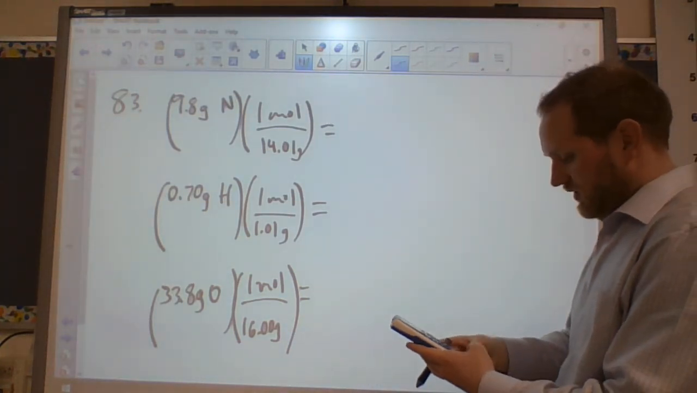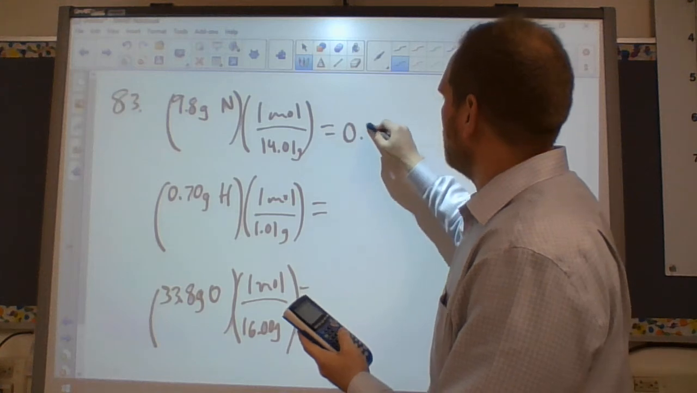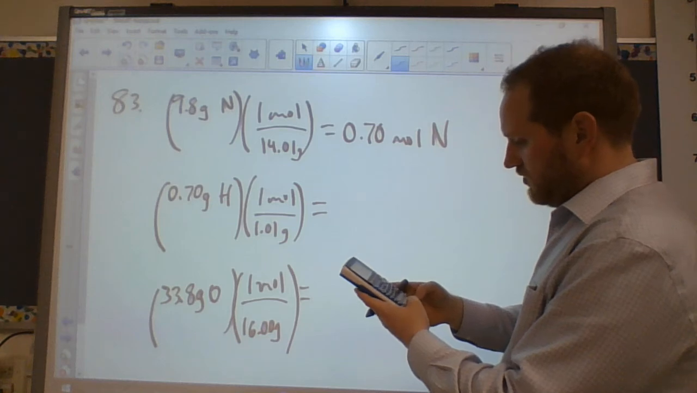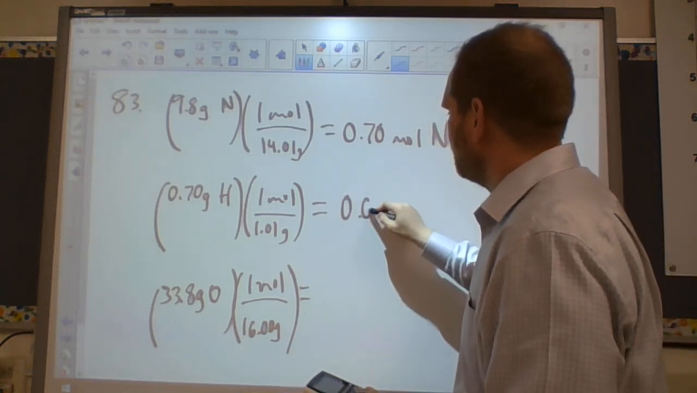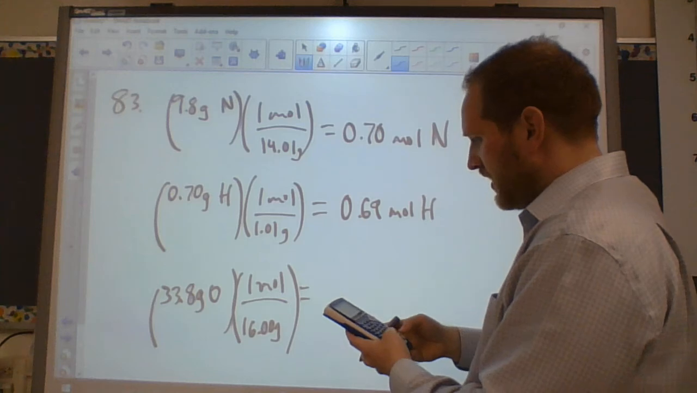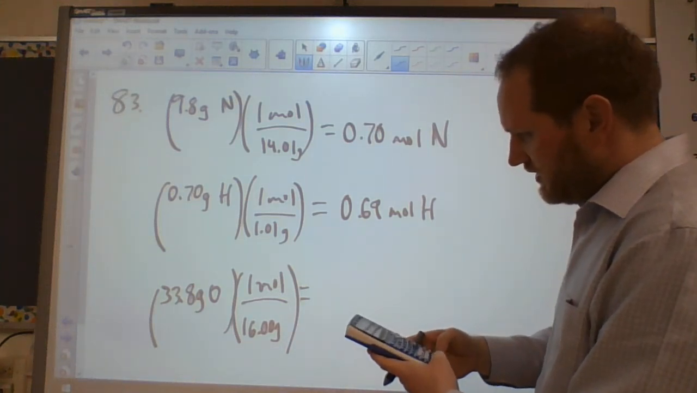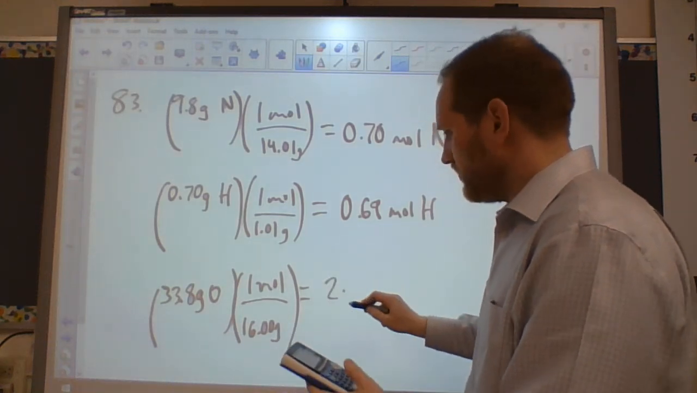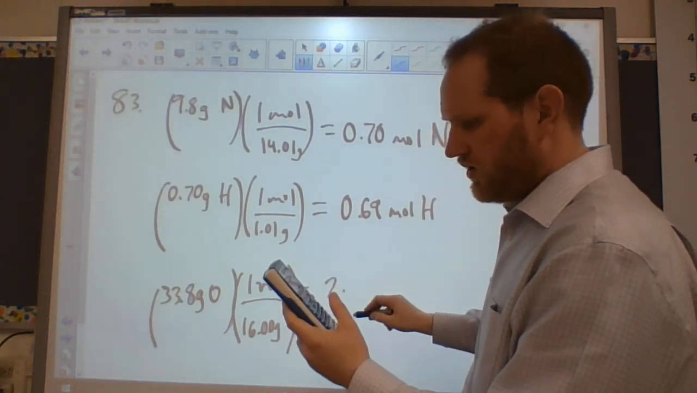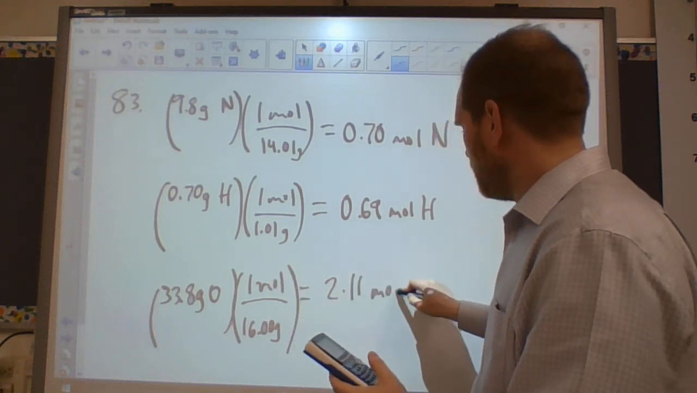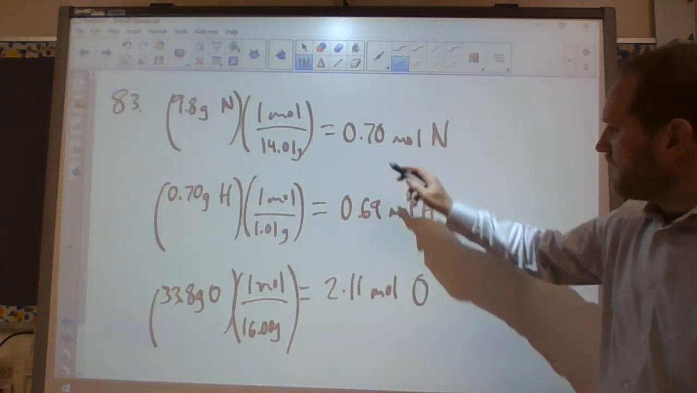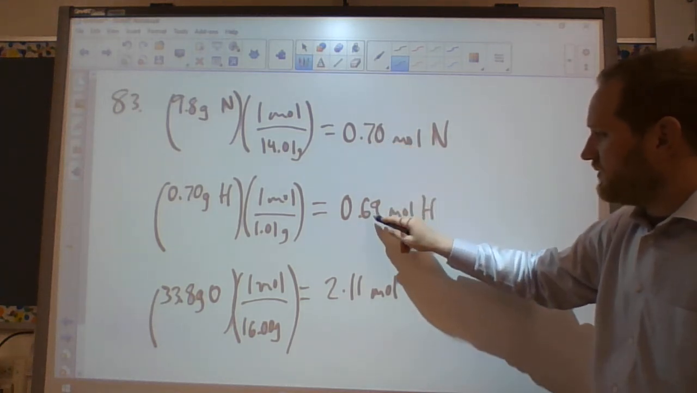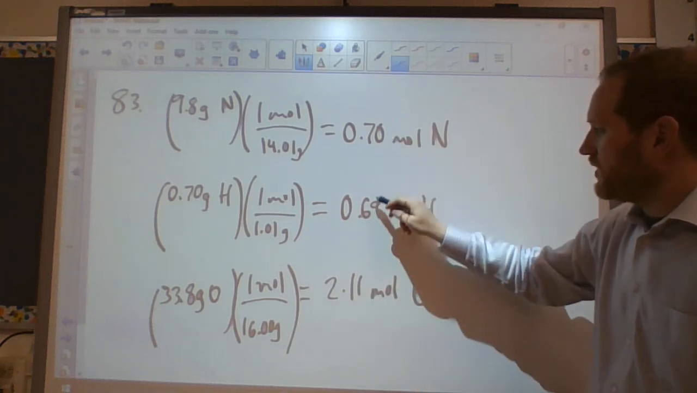9.8 over 14.01 gives us 0.70 moles of nitrogen. 0.70 over 1.01 gives us 0.69 moles of hydrogen. And 33.8 divided by 16 gives us 2.1, or 2.11 moles of O. Okay, do you recognize the pattern? Actually, this time I do. I'm noticing 0.7, 0.7, and 2.1. I can tell that's a 1:1:3 ratio.